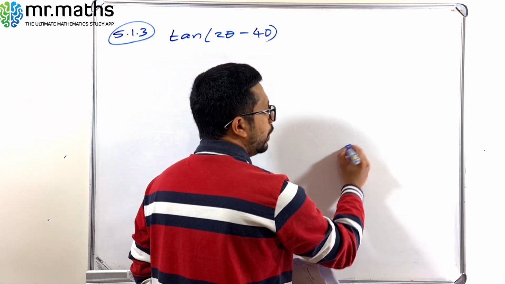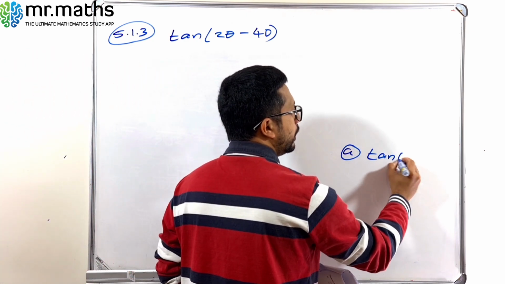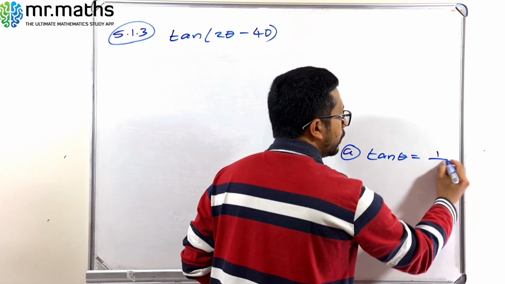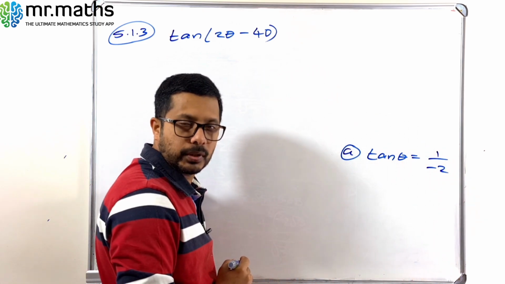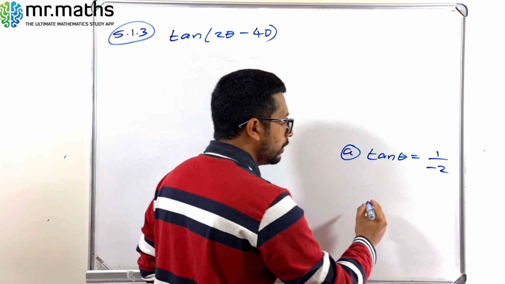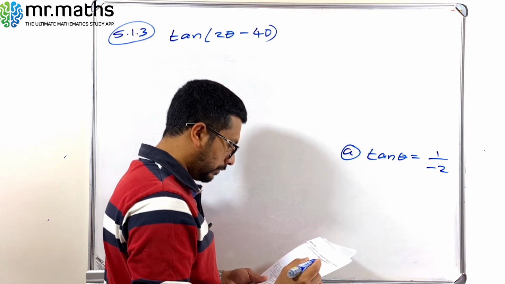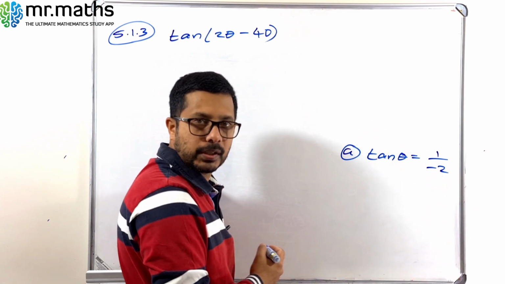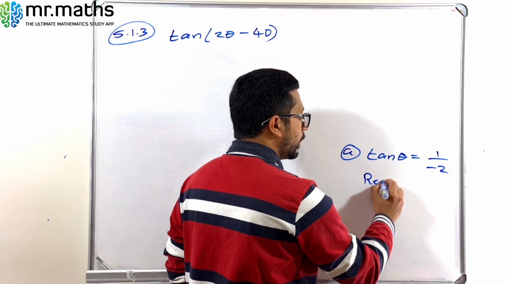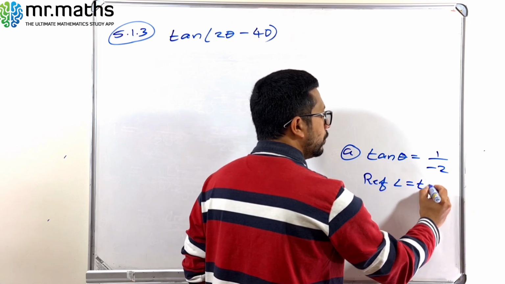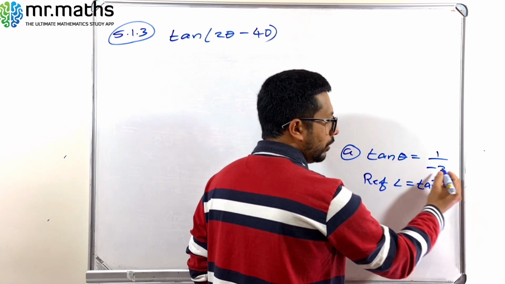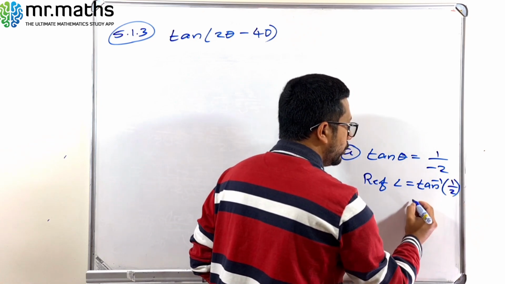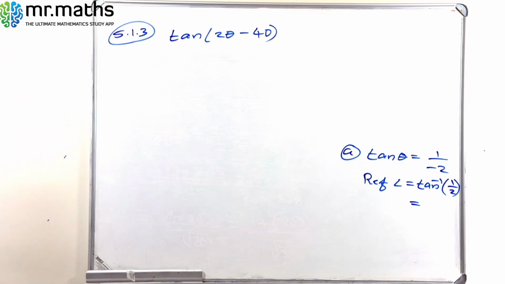Okay, so look at question number A. There we got the answer for tan theta, am I right? What is the answer we got there? 1 over minus 2. So from there, what is theta? What is the reference angle here? Once it is negative, you are supposed to find the reference angle, am I right? So the reference angle is equal to tan inverse of, you have to avoid that minus sign, so tan inverse of 1 over 2. Check in your calculator what is tan inverse of 1 over 2.